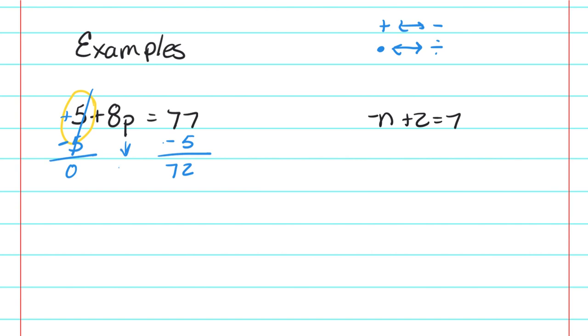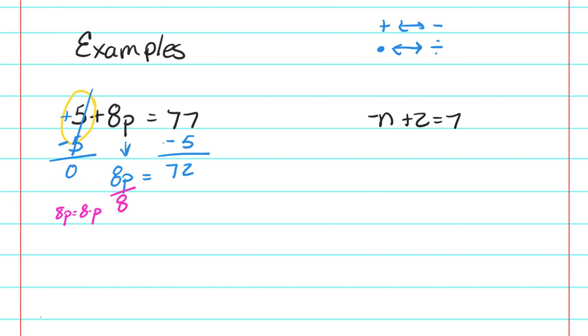I have 8p equals 72. Now, for the next step, 8 is connected to p. Remember, there's this little dot in between those that I can't see. So 8p is the same as saying 8 times p. Okay, I'm going to write that off to the side here. 8p really means 8 times p. So 8 times p, the inverse operation of multiplication is division.